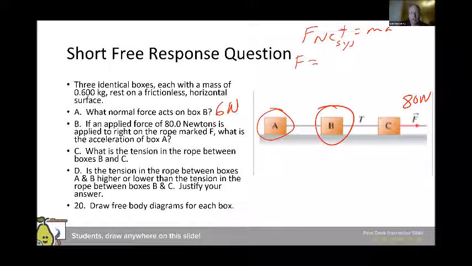That's F. And then the mass is the mass of the whole system, which is 0.6 plus 0.6 plus 0.6. Each box has a mass of 0.6, so that's 1.8 kilograms of mass times acceleration. So solving that out, our acceleration is equal to F over 1.8 kilograms. And they told us F is 80. So plug in 80 right here, and 80 divided by 1.8.